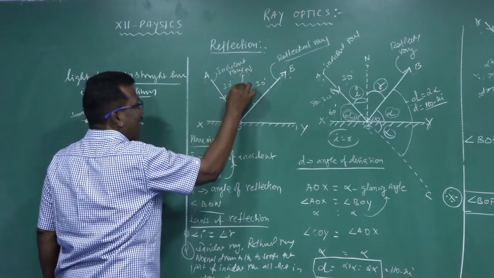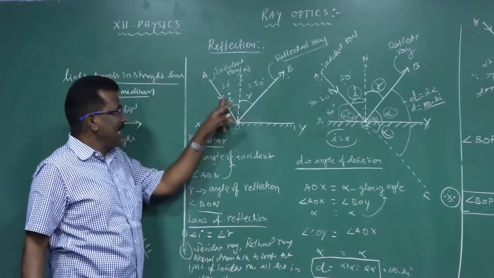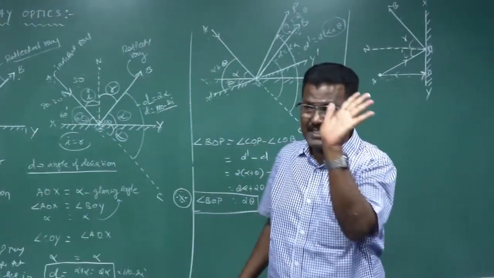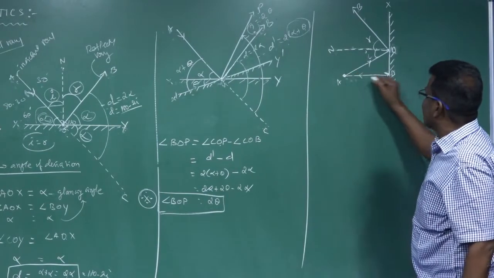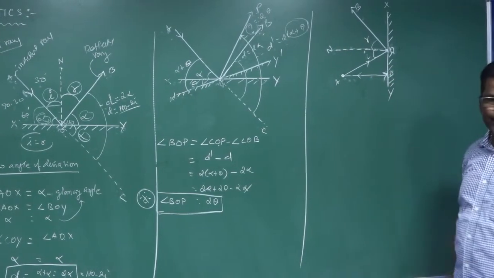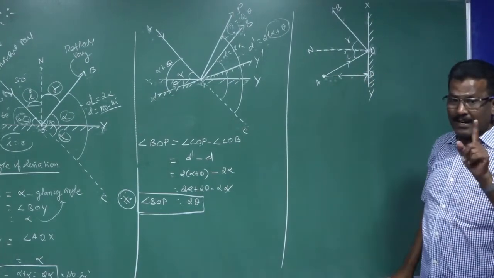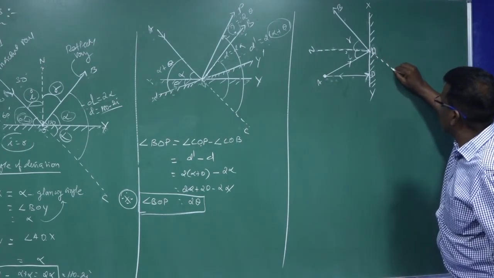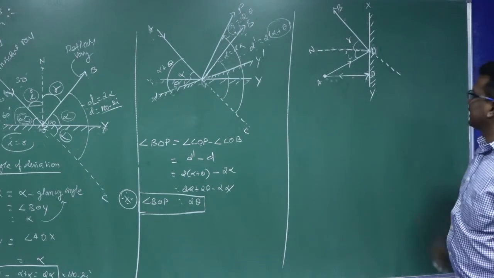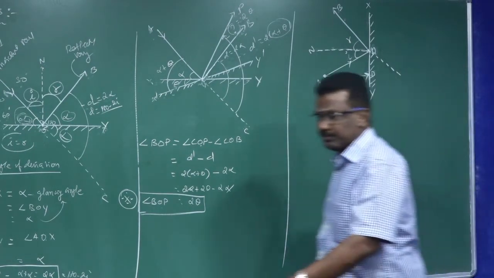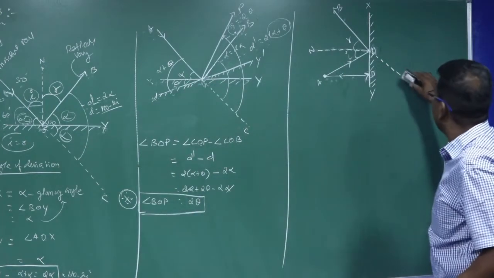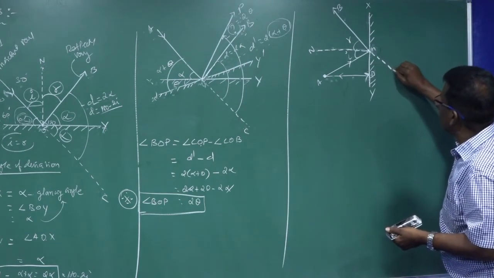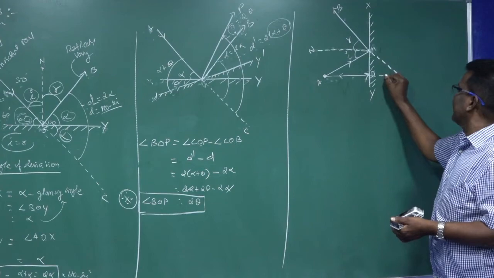Suppose a ray is incident along the normal. The angle between the incident ray and the normal is equal to 0. Angle of incidence is 0, so the angle of reflection is also 0. Suppose a ray of light is incident at a point D exactly perpendicular, it retraces. Now BO has to be extended, AO, and AD is also extended.